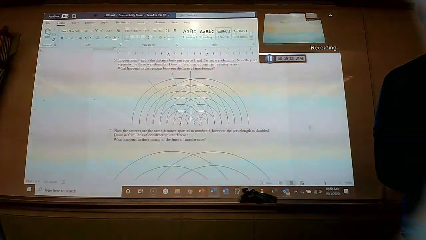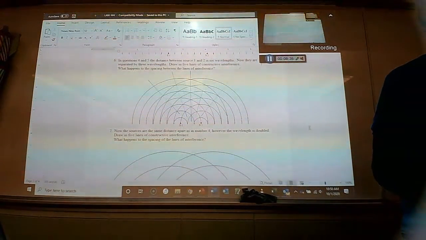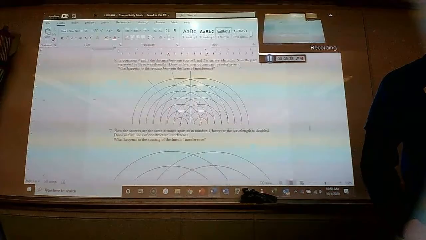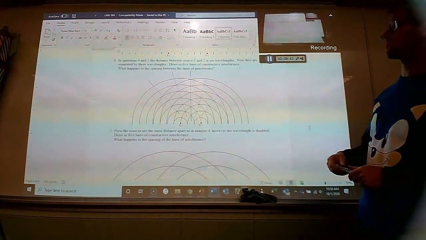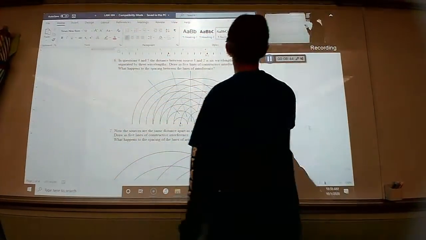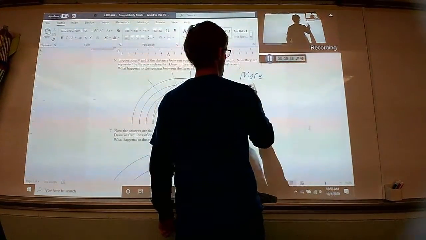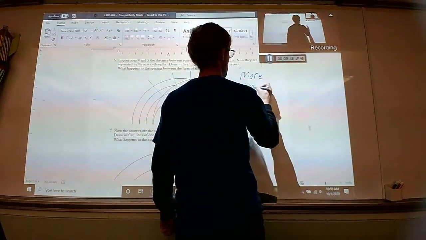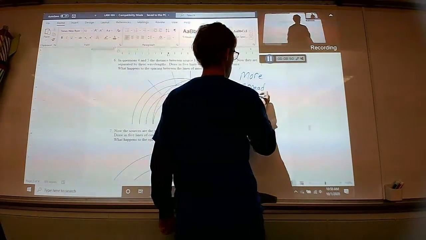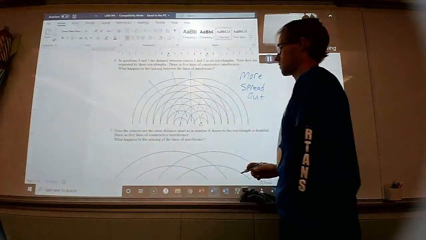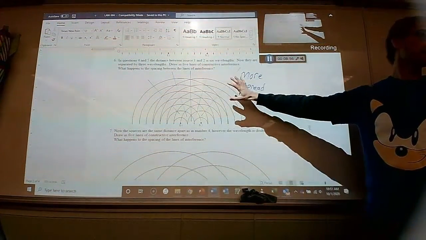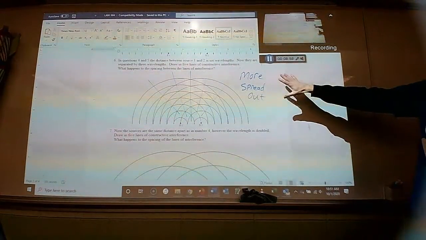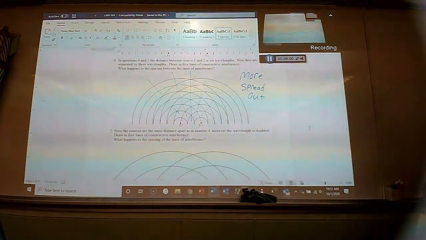What's that? Yeah, they're more spread out. They're further apart. And that's the thing that you should take note of. So they are more spread out. And this is something that's going to come into play later. So make sure you do put this next to your answer there.